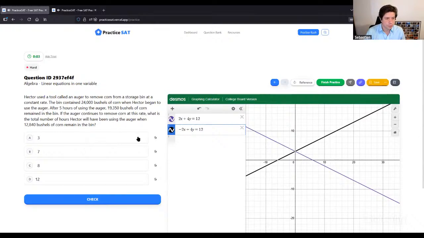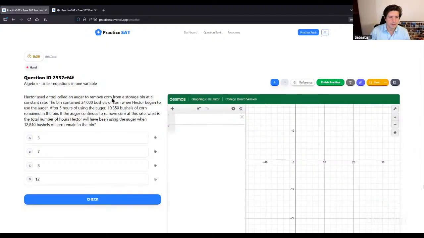Hector used a tool called an auger to remove corn from a storage bin at a constant rate. The bin contained 24,000 bushels of corn when Hector began to use the auger. After 5 hours of using the auger, 19,350 bushels of corn remained in the bin. If the auger continues to remove corn at this rate, what is the total number of hours Hector will have been using the auger when 12,840 bushels remain?